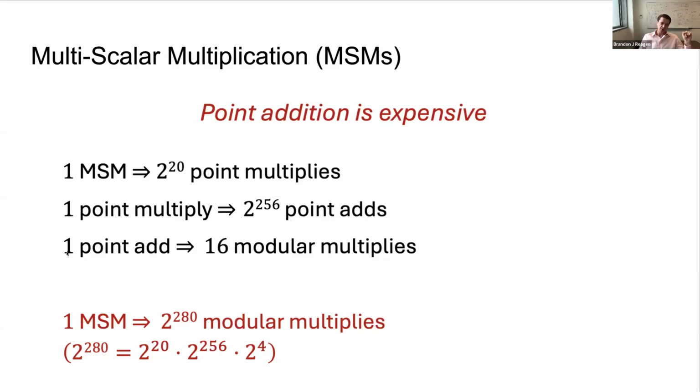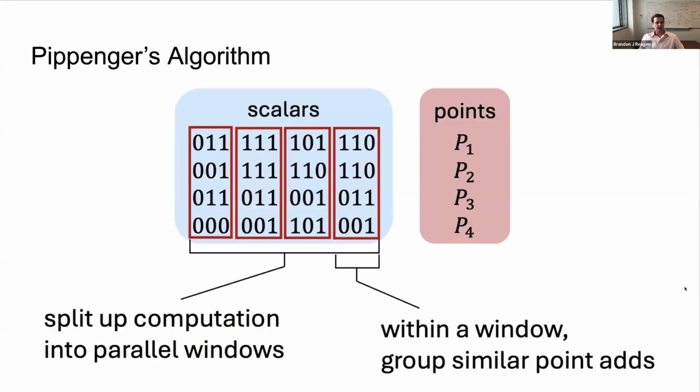Now break that down even further. Point addition is really expensive. So every single point addition is actually 16 modular multiplies. And if anyone's done modular multiplication before, you'll know that typically you have about 3 multiplications per modular multiplication. So to naively do 1 MSM, you have about 2 raised to the 280 modular multiplies. And if you want, you can multiply that by 3. That's how many actual multiplications you have. That's not feasible. Very fortunately for us, we have Pippenger's algorithm.